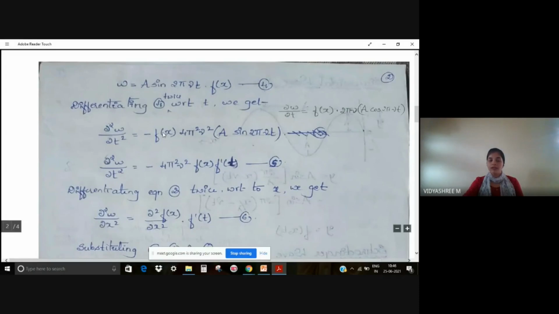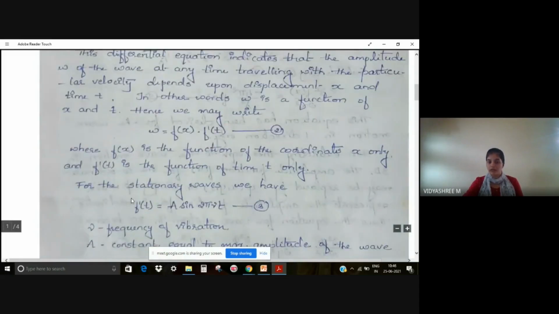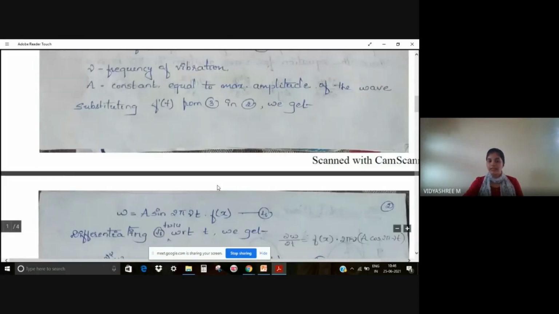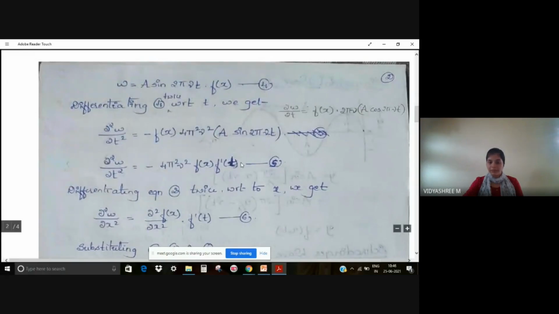Just to rearrange it, we have minus f of x 4 pi square nu square into a sin 2 pi nu t. This a sin 2 pi nu t is nothing but the function f dash of t. From equation 3, this a sin 2 pi nu t can be replaced with f dash of t. So we get delta square omega divided by delta t square, which is equal to minus 4 pi square nu square f of x into f dash of t. This is denoted as equation 5.